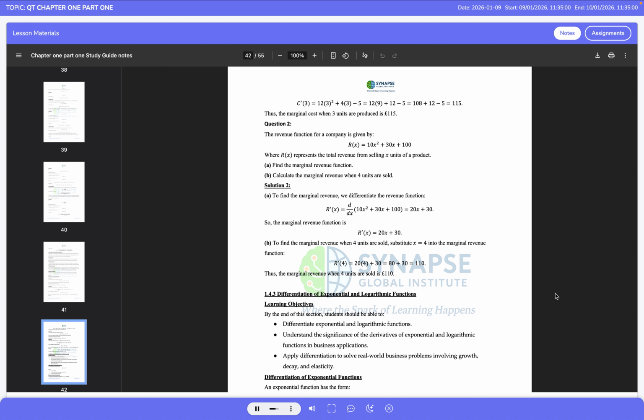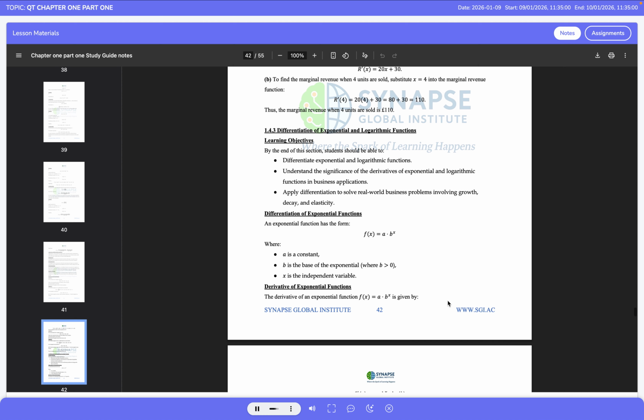In the second question, the total revenue function is given as 10x squared plus 30x plus 100. To find the marginal revenue, we differentiate the revenue function. The derivative of 10x squared is 20x, the derivative of 30x is 30, and the derivative of 100 is 0. The marginal revenue function is therefore 20x plus 30. Substituting x equals 4 gives marginal revenue equal to 80 plus 30, which equals 110. This means that when 4 units have been sold, selling one additional unit increases total revenue by approximately £110.